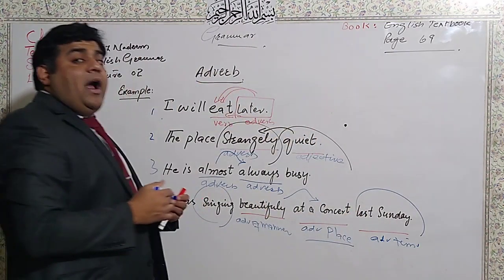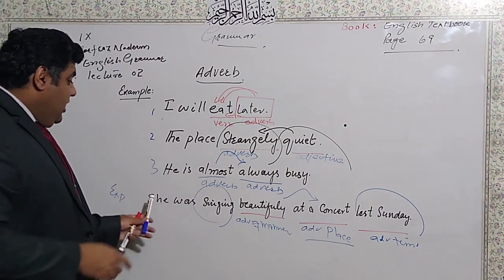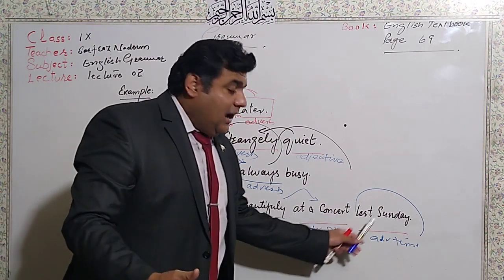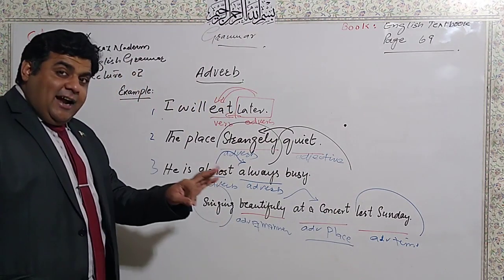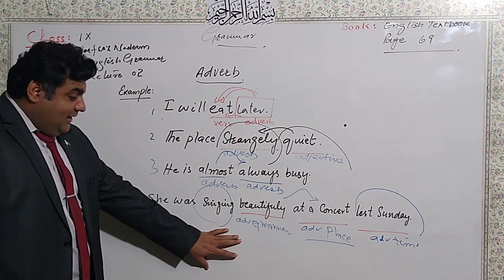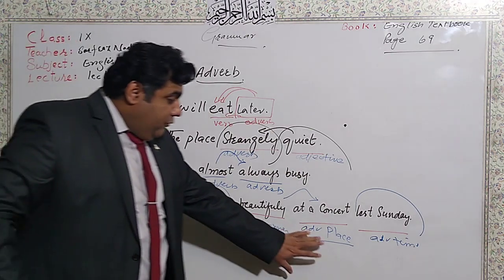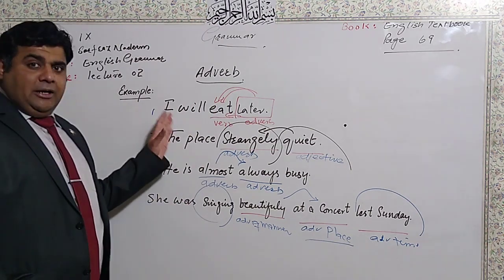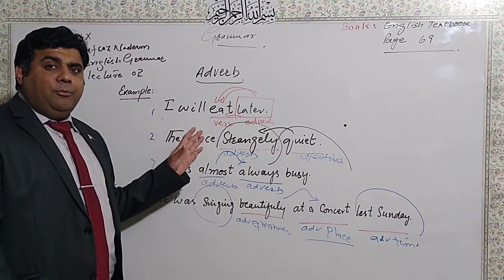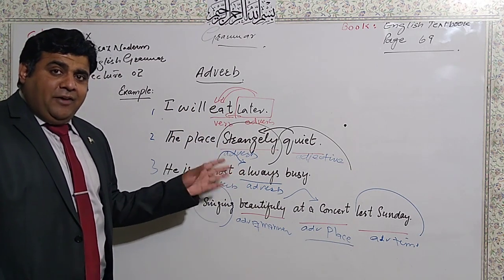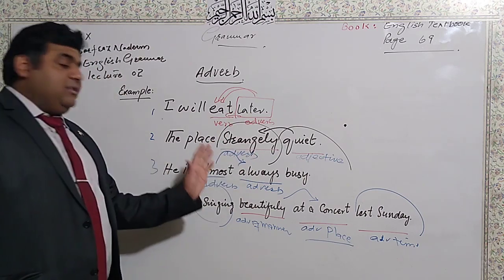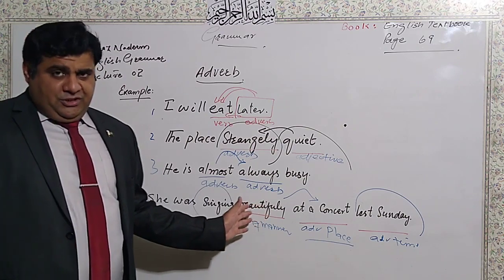So it is quite easy for you, dear students: she was singing beautifully at a concert last Sunday. It means three kinds of adverbs are used in a single sentence: adverb of manner, adverb of place, adverb of time. So hopefully you understand about the adverb. Okay, how an adverb is going to modify the verb, adjective, and adverb, and how we are supposed to distribute the sentence in the different positions.